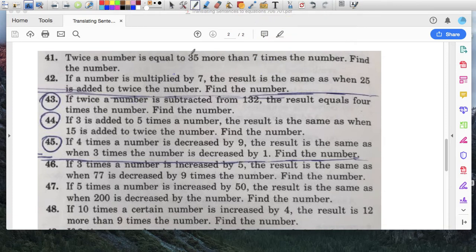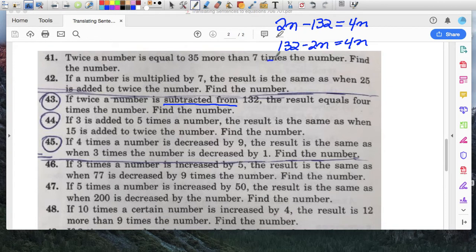43. If twice a number, so 2n, is subtracted from 132, the result equals 4 times the number. Now, especially when it's subtraction, I want you to stop and ask yourself if you're done, because if the word is subtracted from or less than, you have to make a couple of changes, right? So in this case, we do have to switch the order here. 132 will come to the front, minus 2n comes to the back. So this is the equation, okay? Now I can start solving it.